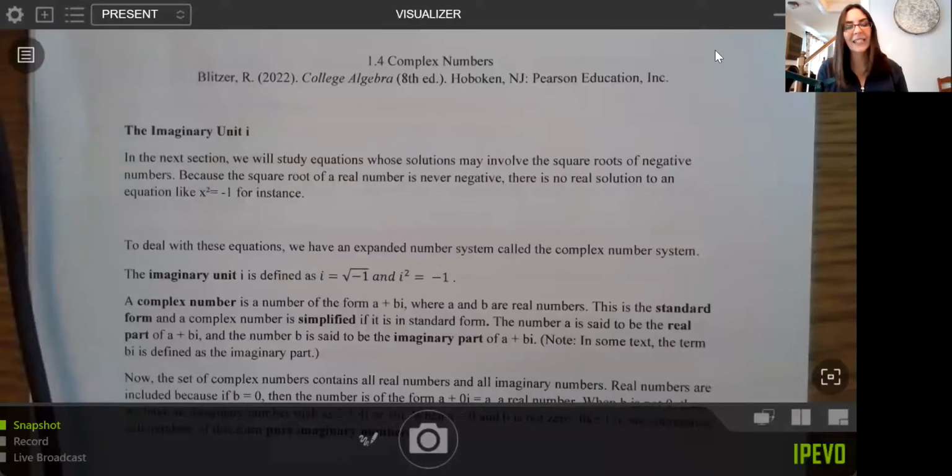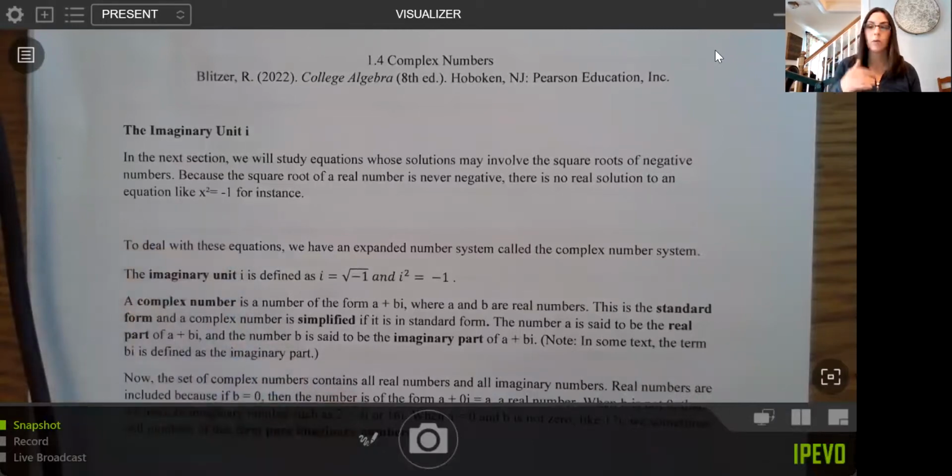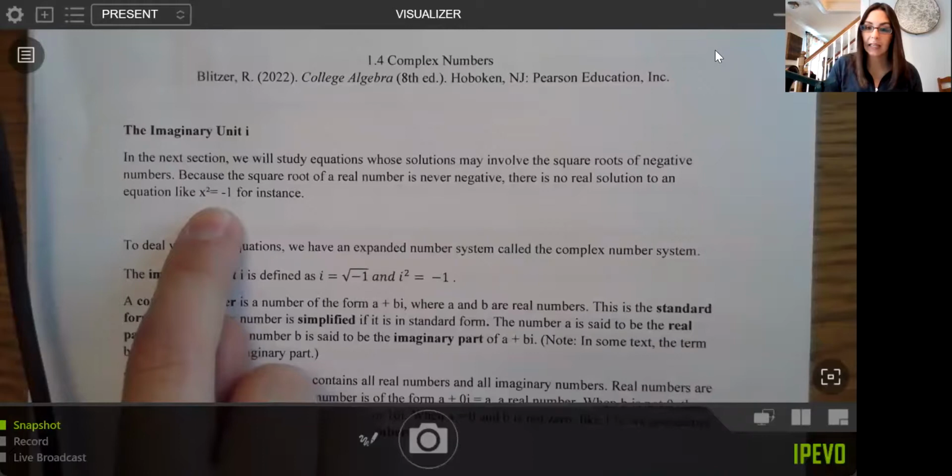Hi, everybody. In this unit, we're going to look at 1.4, which is on the complex number system. In the next section, 1.5, we're going to learn how to solve different kinds of quadratics. Sometimes when we're solving quadratics or other examples, we end up getting square roots of negative numbers. We know those are not real numbers, but it'd be nice to have a way to work with them, right? I'd like to have a solution to something like this.